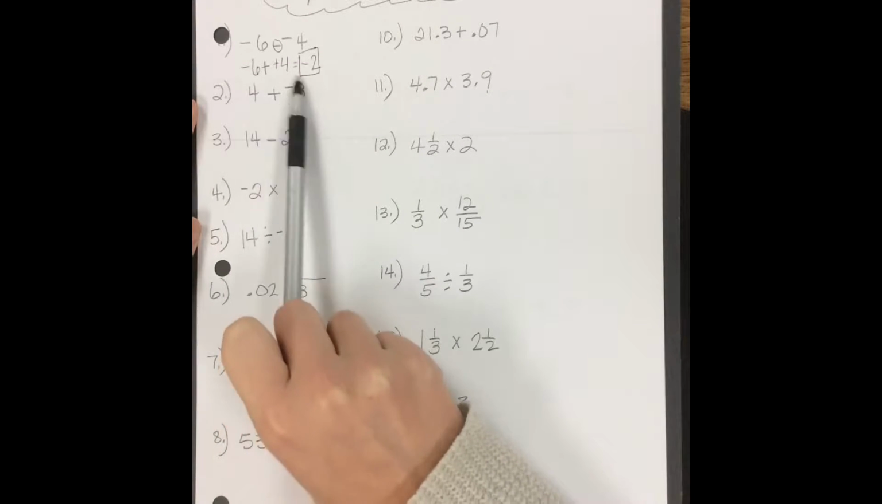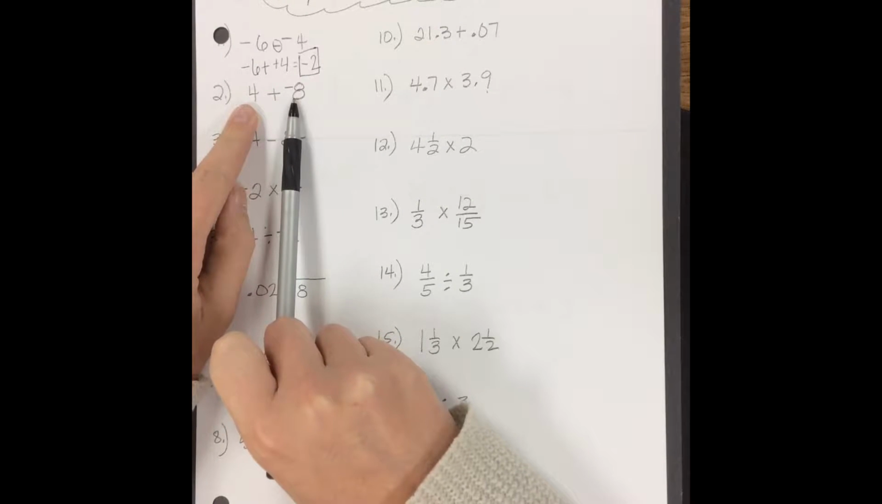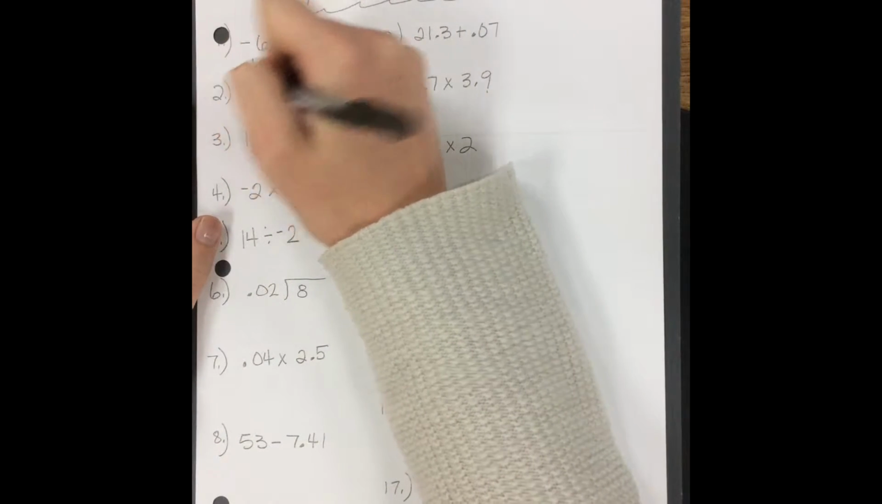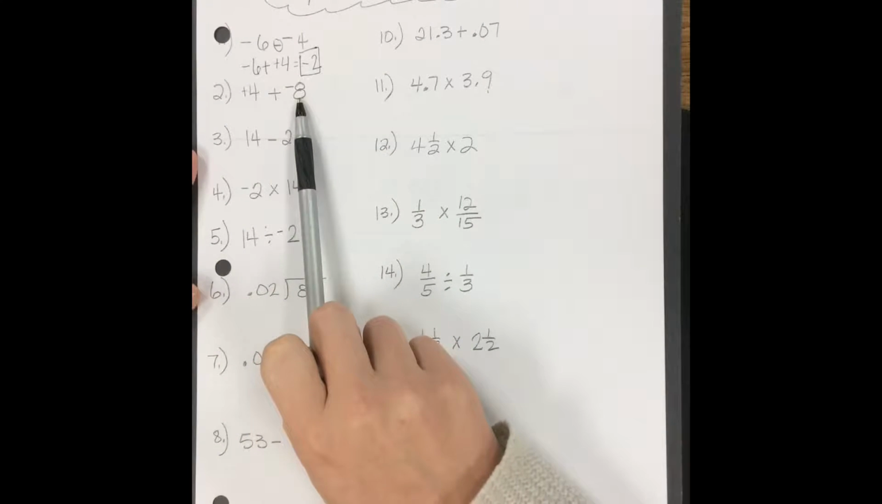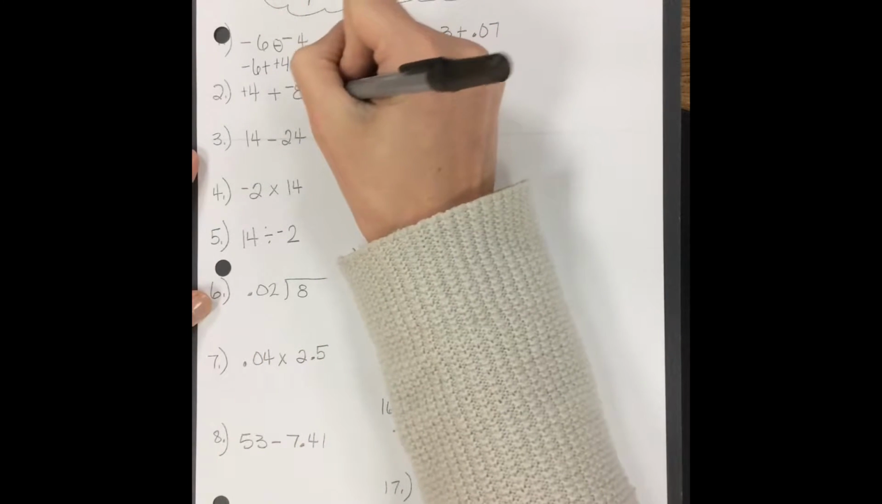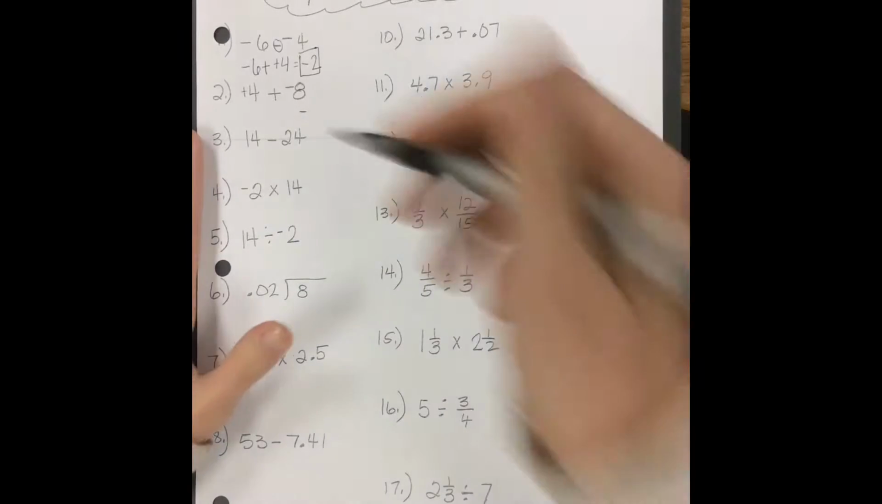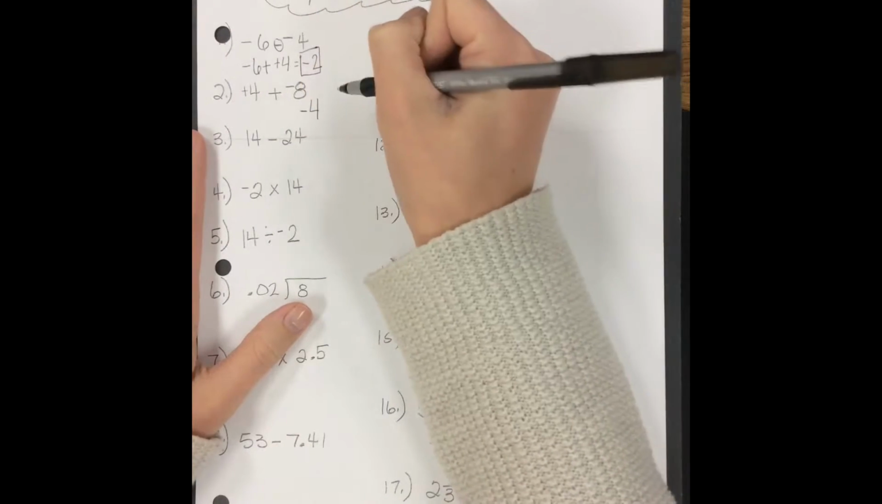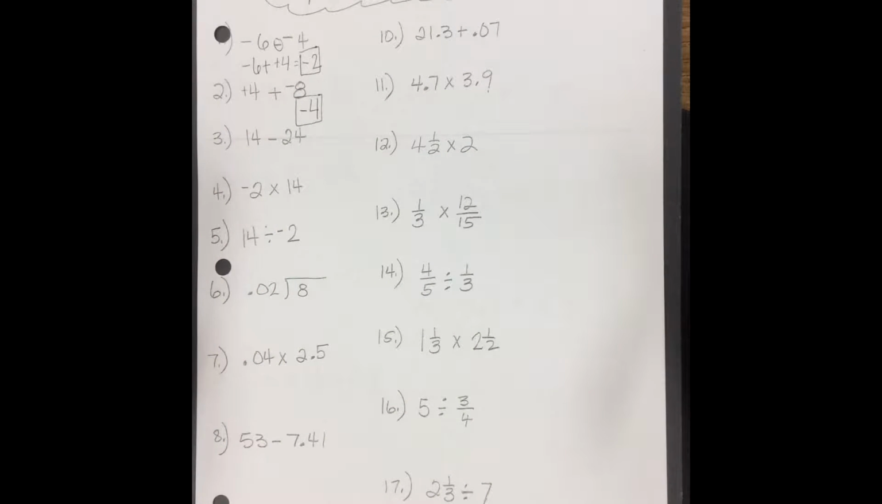All right, 4 plus -8. That goes back again to our integer rules. We are adding with different signs. This 4 is positive and this 8 is negative. When we are adding with different signs, we subtract and keep the sign of the larger number. The larger number is 8, so we know our answer is going to be negative, and 8 minus 4 is 4. So if we go back to those integer rules, we can solve that problem pretty quickly.